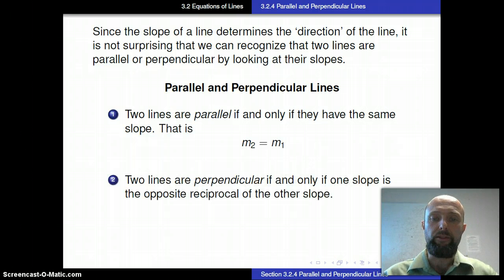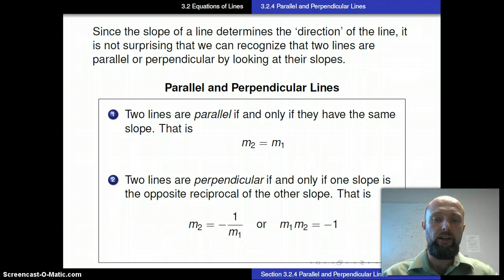Two lines are perpendicular if and only if one slope is the opposite reciprocal of the other slope. That is, m2 is the opposite of 1 over m1. Another way to write this is m1 times m2 is negative 1.